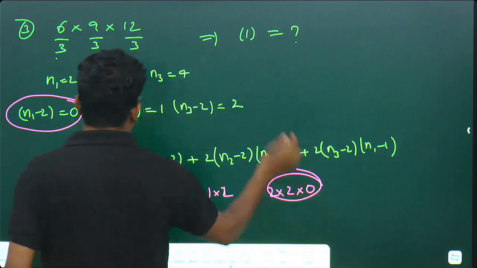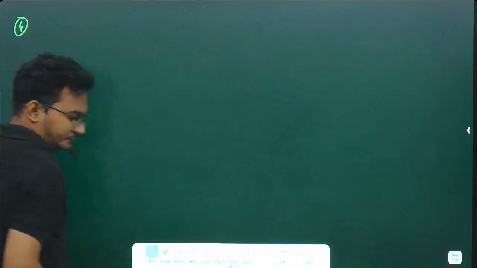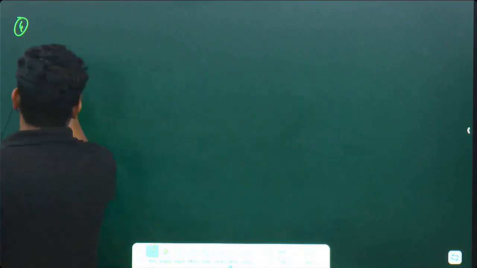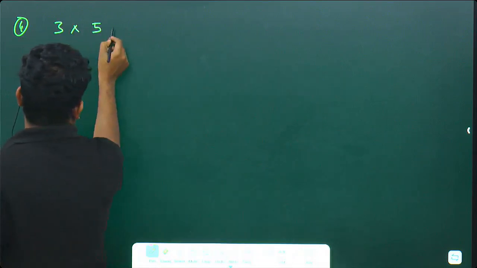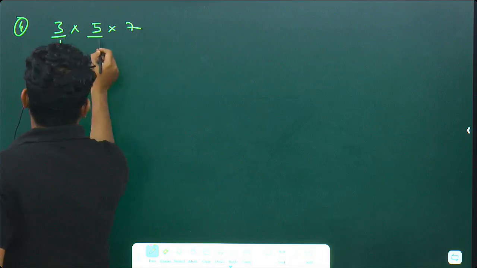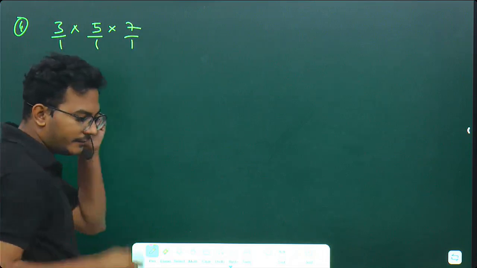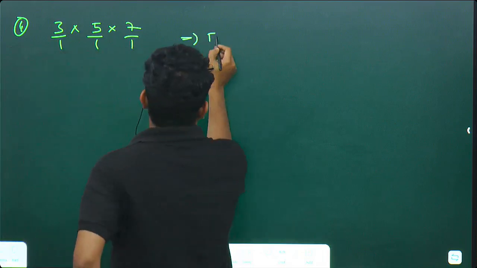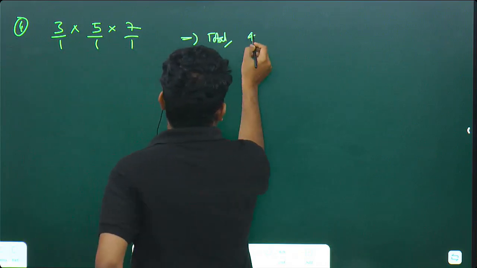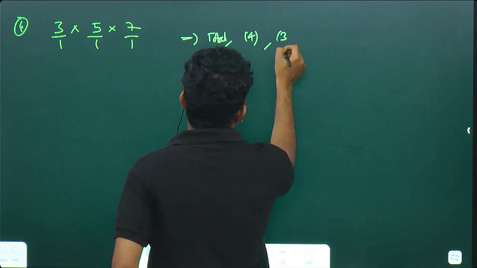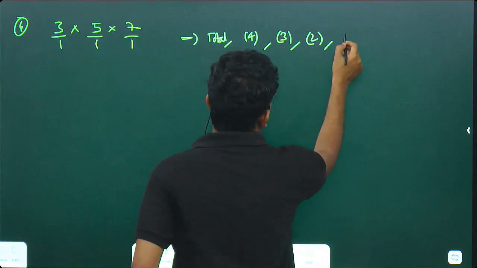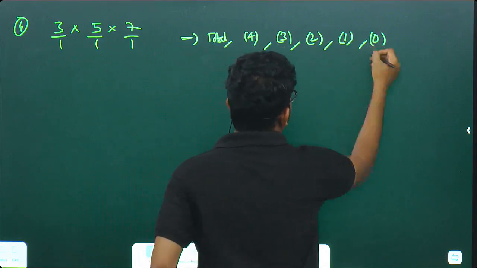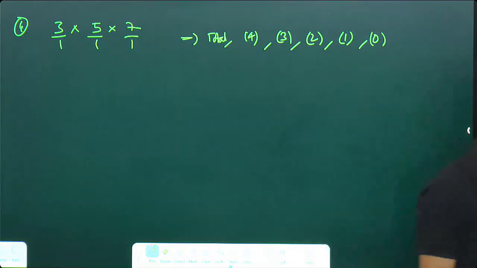Fourth one. Okay. 3, 5, 7. Now here you need to find out total, 4 surfaces painted, 3 surfaces painted, 2 surfaces painted, 1 surface painted, 0 surface painted. Fast. Within 20 seconds you need to answer.